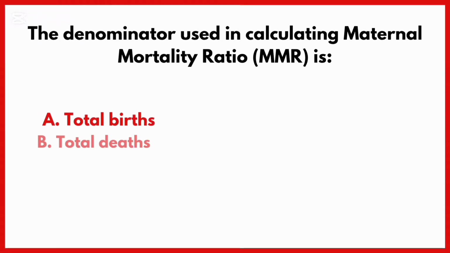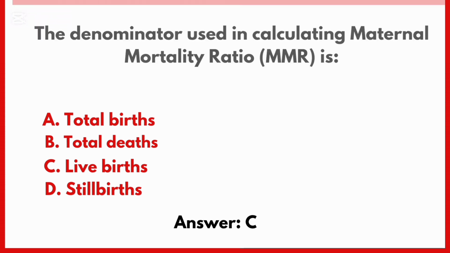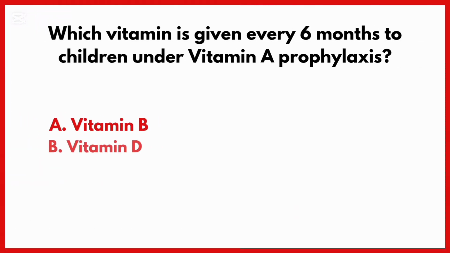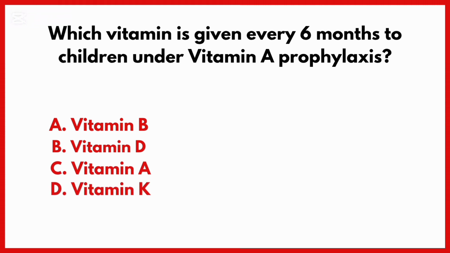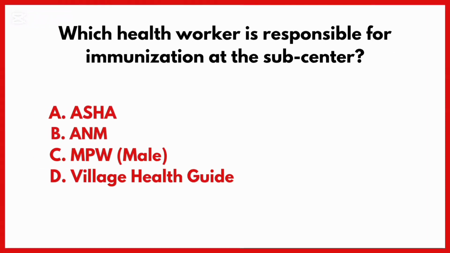The denominator used in calculating maternal mortality ratio is. Correct answer is option C, live birth. Which vitamin is given every 6 months to children under vitamin A prophylaxis? Correct answer is option C, vitamin A. Which health worker is responsible for immunization at the sub-center? Correct answer is option B, ANM.